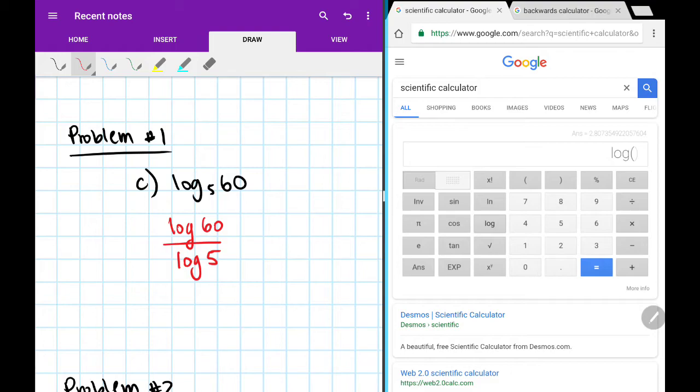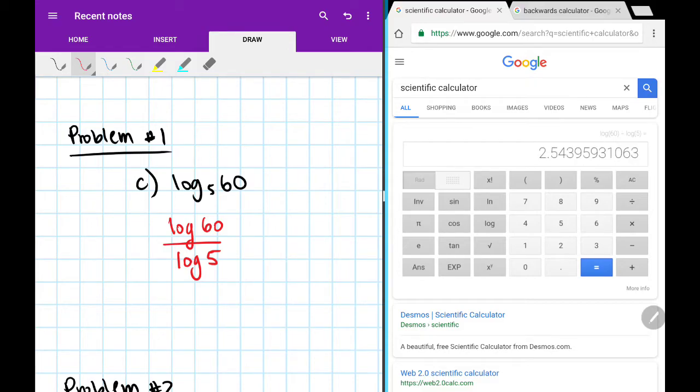And I want you to try it yourself. Don't just copy down what I'm doing. Try it yourself because on a test, you want to make sure you're using your calculator properly. You're not discovering, oh no, I was doing it wrong the whole time. This is the time to find out. So try it yourself. Log 60 divided by log 5 and see what you get.